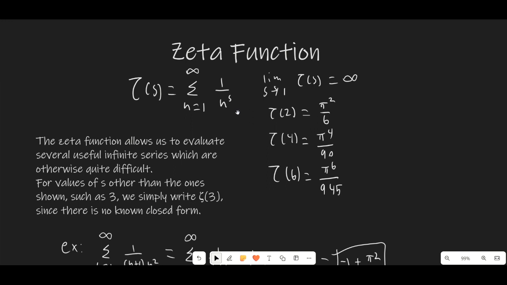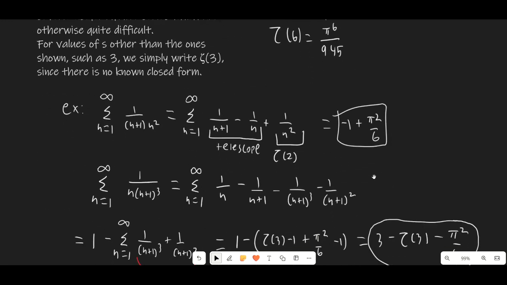Now, it's important to note that any value of zeta of 2n is known, and it's going to be some power of pi divided by some number. And any value of zeta of 2n plus 1, so any odd value of zeta, is unknown, and so we just have to write zeta of 3 or zeta of 5 or whatever, because it's not going to have a known value. So the zeta function allows us to evaluate several useful infinite series, which are otherwise quite difficult. For values of s other than the ones shown, such as 3, we simply write zeta of 3, since there's no known closed form. So let's look at some examples right here.